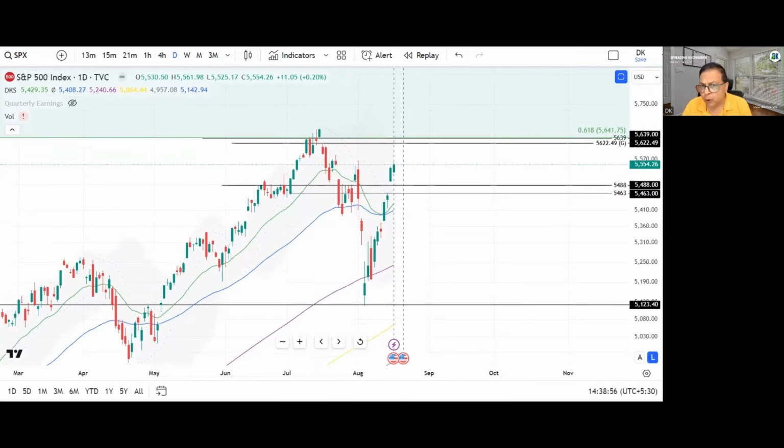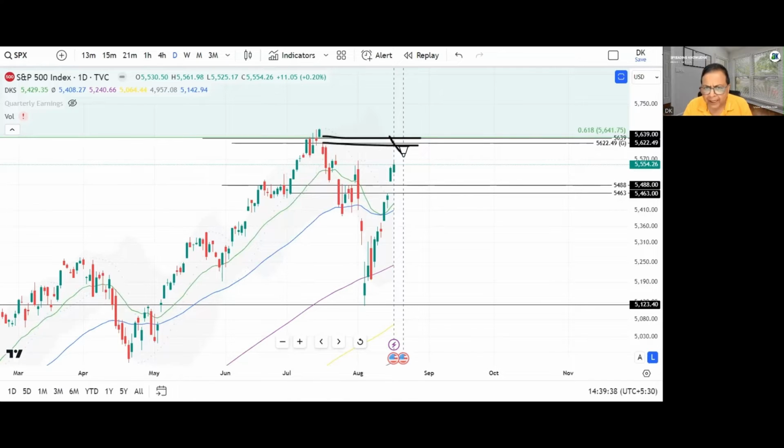So coming back to the support, this gap itself will provide support because there is a consolidation band over here as well. So 5,463 to 5,488, to be very precise, is likely to act as a support zone or demand area for the S&P 500 in the upcoming week. While on the upside, there is a gap in the range of 5,622 to 5,639, which could be the potential area where it may face some loss in upside momentum because it's a supply area.